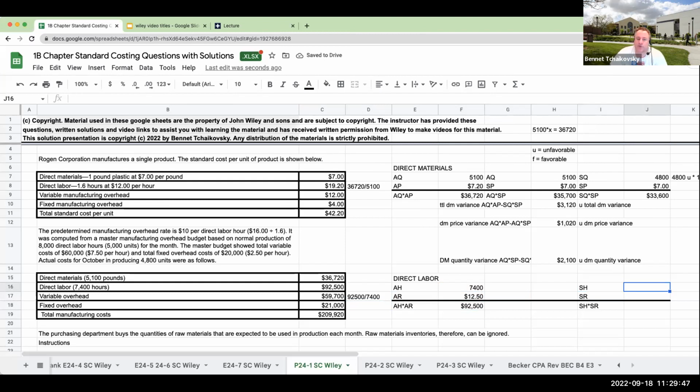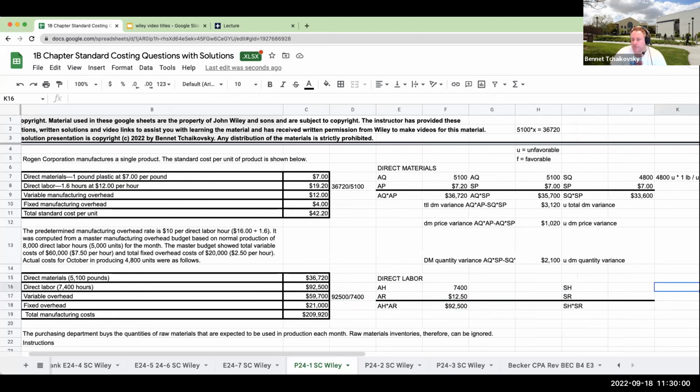Okay, now how many should I have spent? So right over here, direct labor, 1.6 hours at $12 per hour. So if I did 4,800 units at 1.6 direct labor hours per unit, this is going to give me 4,800 times 1.6, or 7,680. My rate per direct labor hour is $12 per hour. So right over here, this is going to be 92,160.